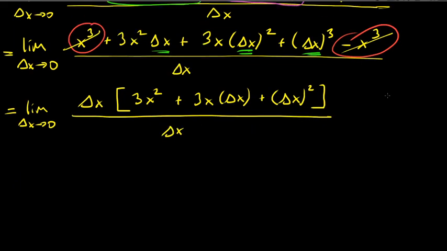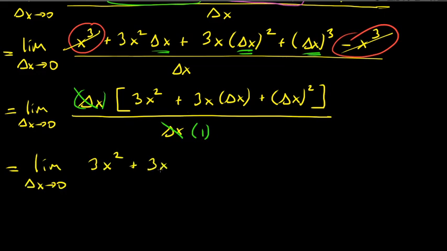Okay. Well, there you go, right? This is just delta x times 1. This is delta x times all of this. Delta x divided by delta x is 1. So they cancel. And then this divided by 1, so you just end up with 3x squared plus 3x times delta x plus delta x squared.